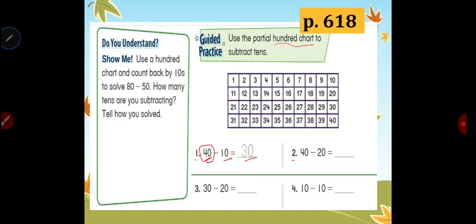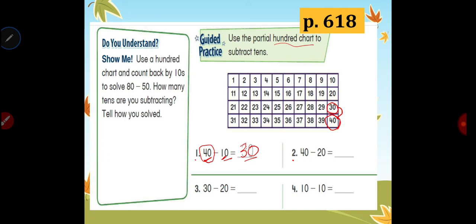We will try to find what number first? 40. So, here is 40. Circle it. Very good. And then ask ourselves, how many tens are there in 10? It's 1. Okay, then we are going to move up 1 time. Okay, move 1. The answer is 30. So you are going to write it 30.